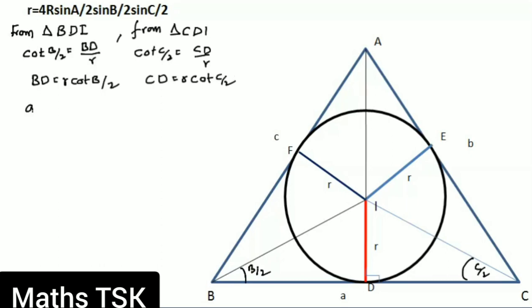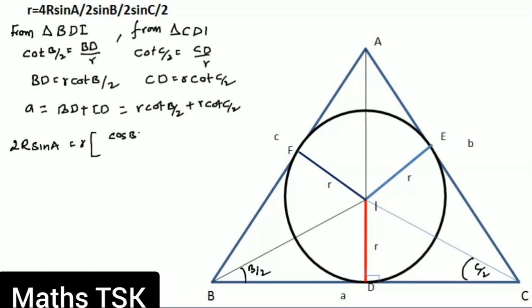So we know that a is equal to BD plus CD or DC, nothing but r cot B by 2 plus r cot C by 2. What is the value of a? We need it in terms of angles, so I can write a as 2R sin A. This is equal to, when you take r common, r into cos B by 2 by sin B by 2 plus cos C by 2 by sin C by 2.